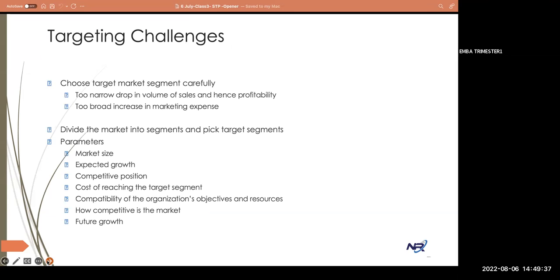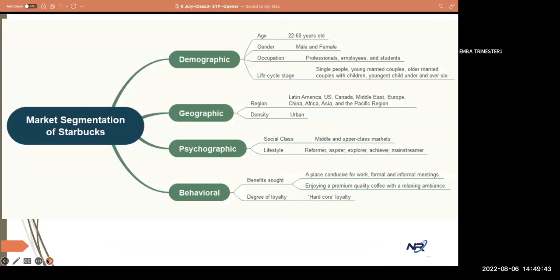I think we'll go over this. Market segment. Look at this. Whatever I asked you to do, look at the market segmentation of Starbucks. Demography: look at the wide demography. Anybody from the age of 20 to 60 is their potential customer. Gender, there's no gender discrimination. They believe that professionals, employees, and students, everybody walks in. And life cycle stage, right from single people to those with youngest child under and over 6, are potentially their customers.